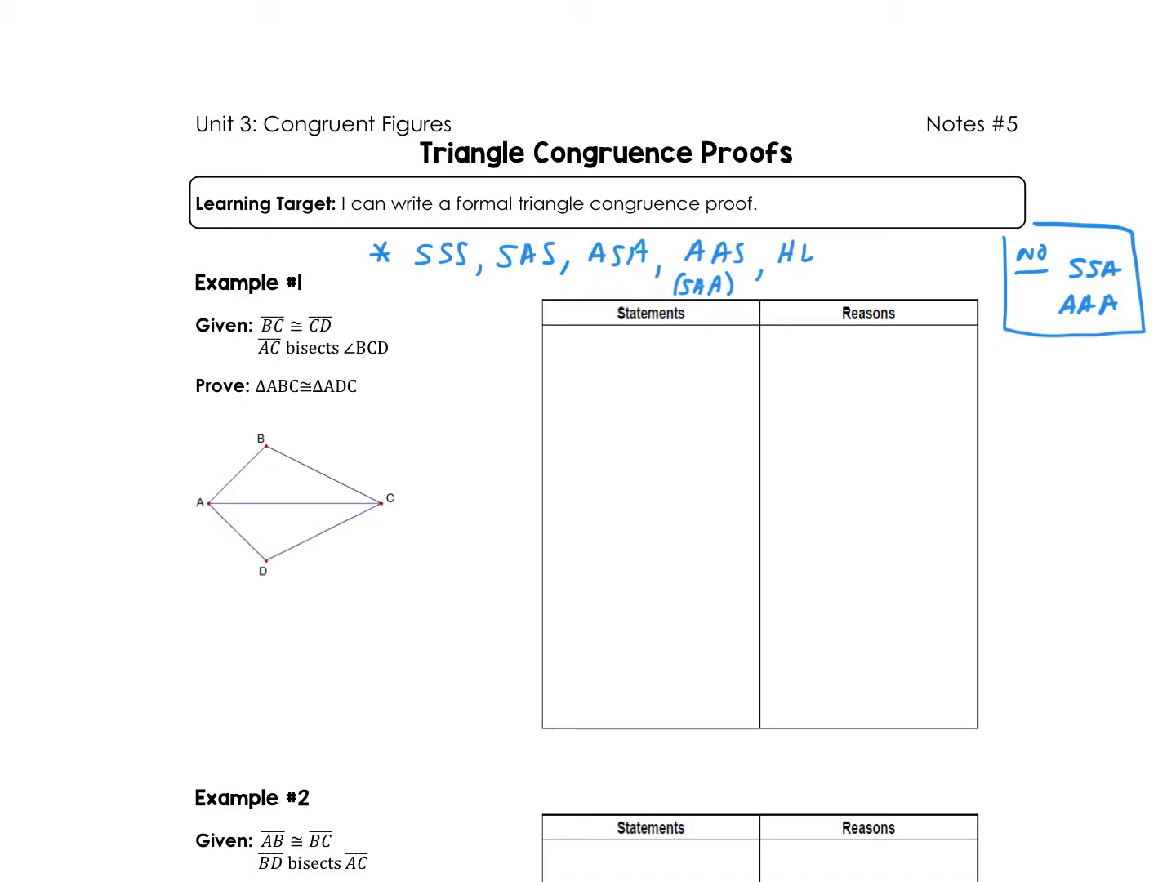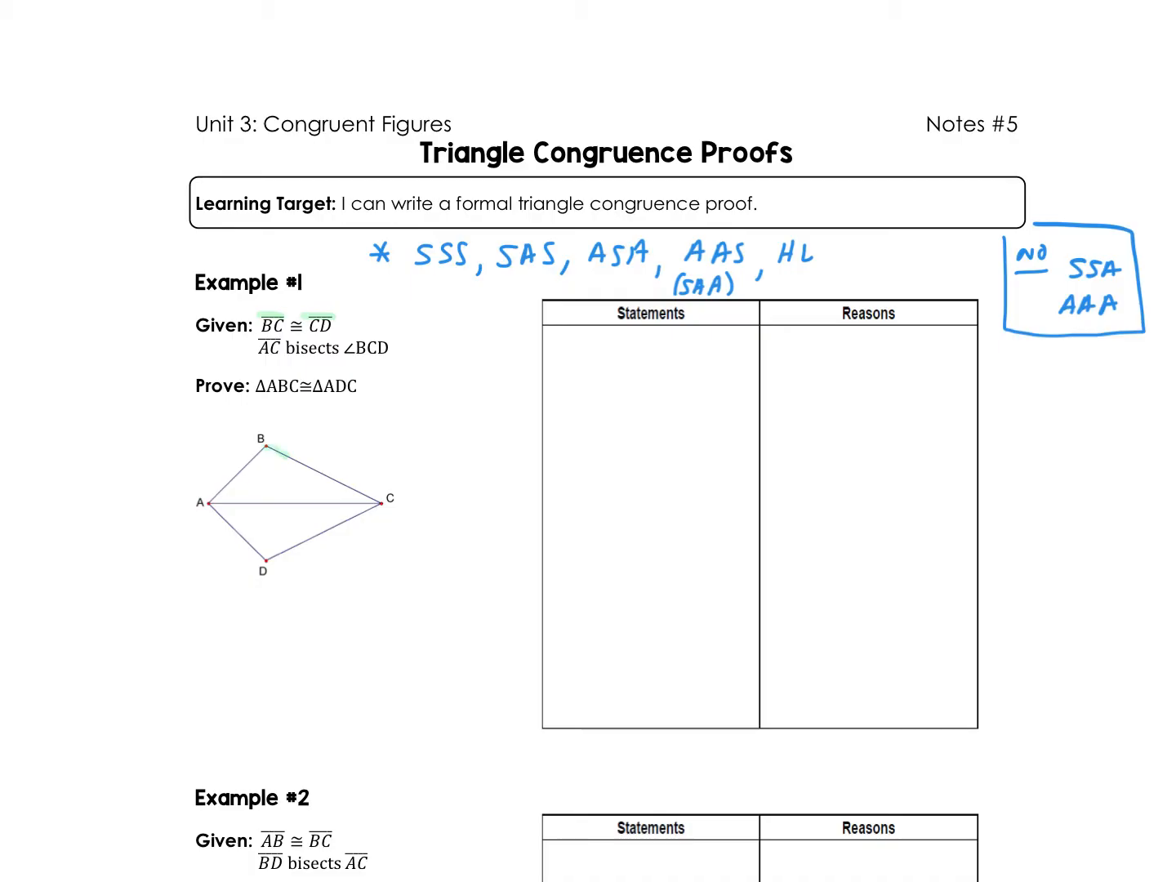Alright, as always, we want to start with our given information, and I really want to emphasize that you should be marking things in your picture. That's the given information, and then put it into your proof. So don't forget to mark, but don't forget to also put it into your 2-column proof.